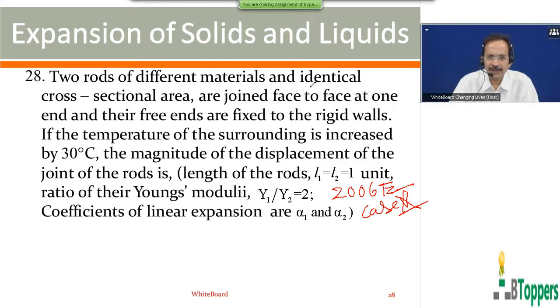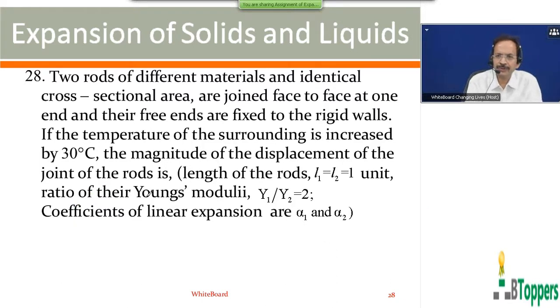Two rods of different materials and identical cross-sectional area are joined face to face at one end, and their free ends are fixed to rigid walls. The temperature of the surroundings is increased by 30 degrees centigrade. The magnitude of the displacement of the joint of the rods is: the lengths of the rods L1 equal to L2 equal to 1 unit, ratio of their Young's moduli Y1 by Y2, and coefficients of linear expansion alpha 1 and alpha 2. I have discussed one result here in special case number 10.